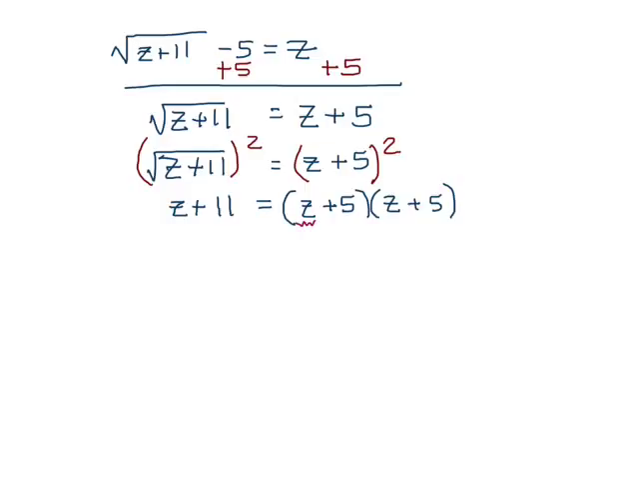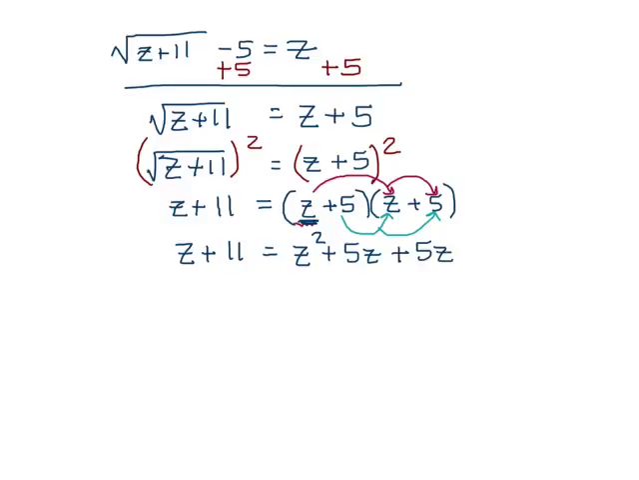We're going to take each term, the z, and multiply it by both of the terms in the back, and we will also take the 5 and multiply by both terms. Our result will be z squared plus 5z. That's from the first, z being multiplied, and then 5z again plus 25 from 5 times 5. On the right hand side, we're going to combine like terms.